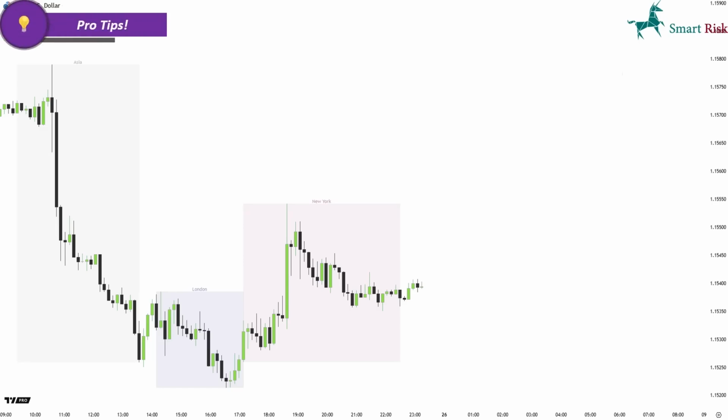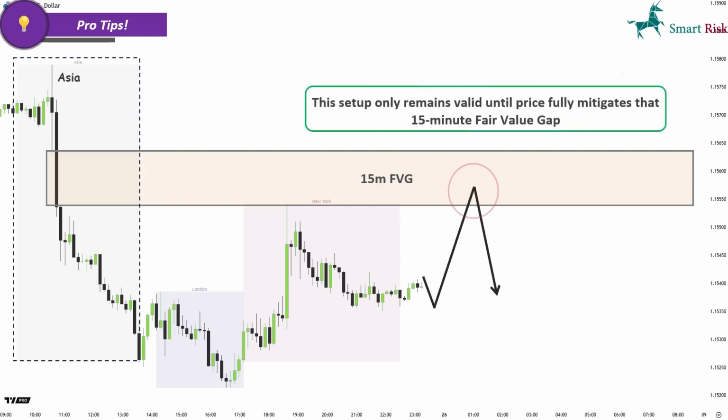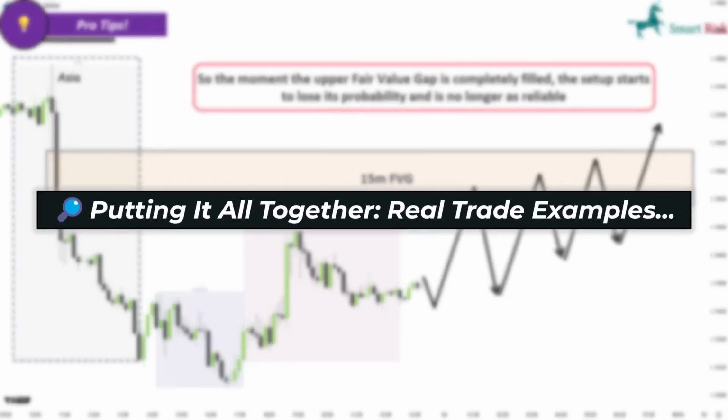Usually, the higher timeframe fair value gap forms after price experiences a strong move during the previous day's session, or over the past few sessions. Also, this setup can remain valid every time price sweeps a previous session high and fills the higher timeframe fair value gap. But keep this in mind. This setup only remains valid until price fully mitigates that 15-minute fair value gap. So the moment the upper fair value gap is completely filled, the setup starts to lose its probability and is no longer as reliable.